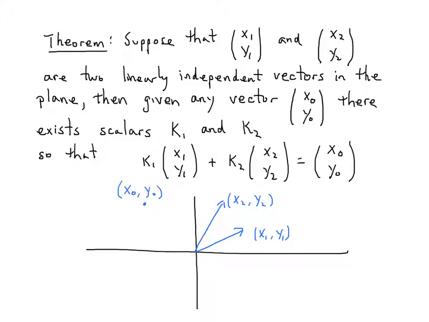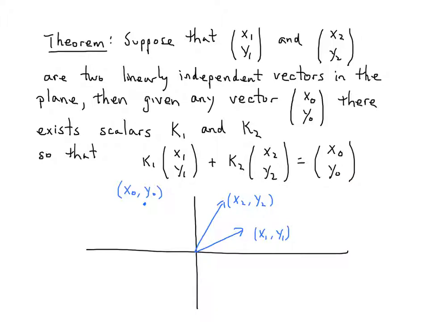So then there's a theorem that says if we've got two linearly independent vectors in the plane, given any other vector in the plane, there will exist scalars k1 and k2 so that a linear combination k1 times x1, y1 plus k2 times x2, y2 will equal x0, y0 for any vector I choose in the plane.